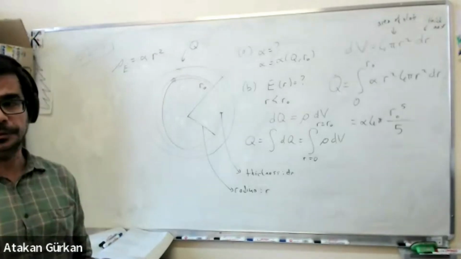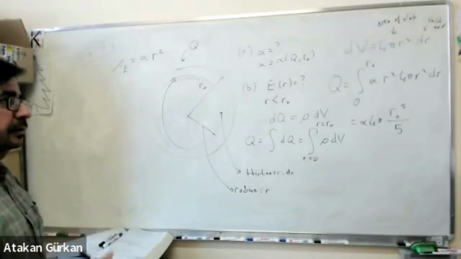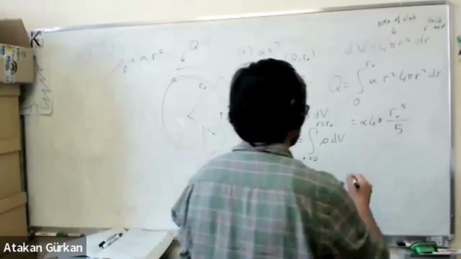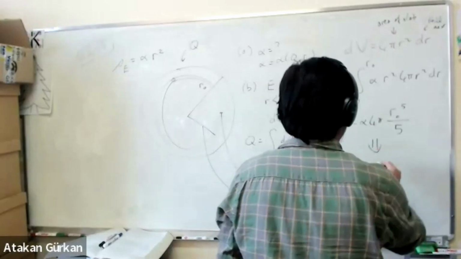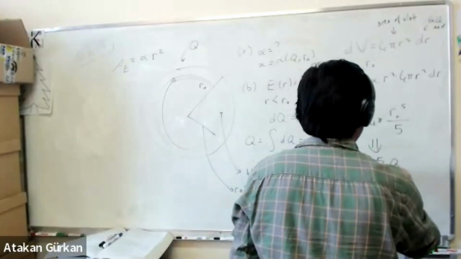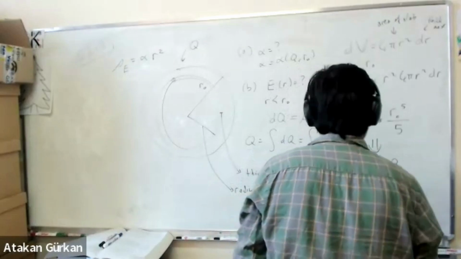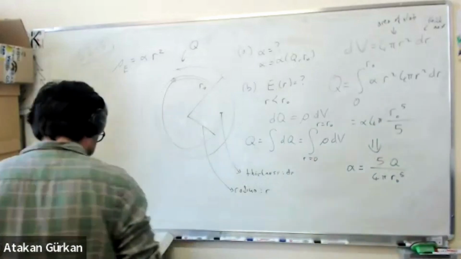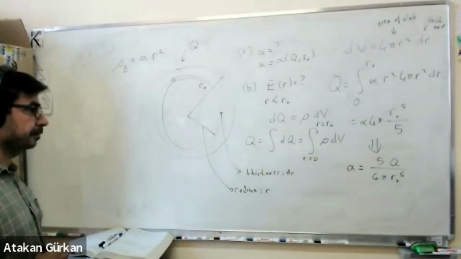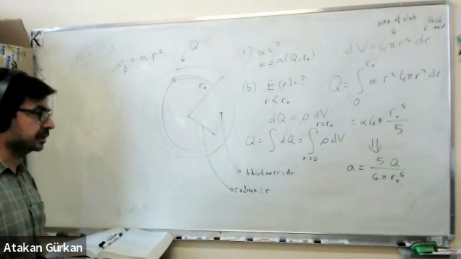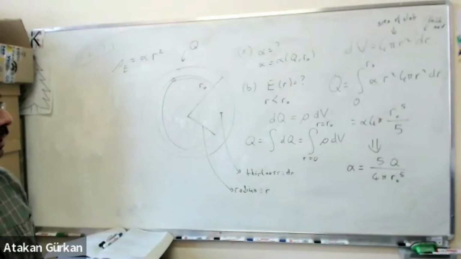Do we agree? Did I take the integral correctly? I hope so. And that's equal to q. And now I can write alpha in terms of q. So therefore, alpha is going to be 5q divided by 4 pi r0 to the 5. But at least it agrees with the answer given in the book, so I'm confident that we didn't make a very big mistake.